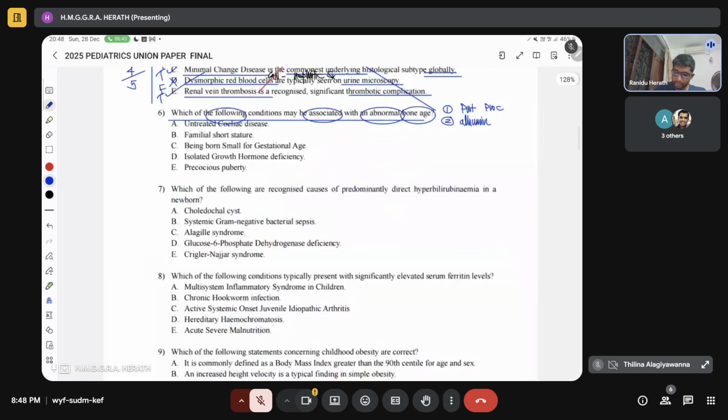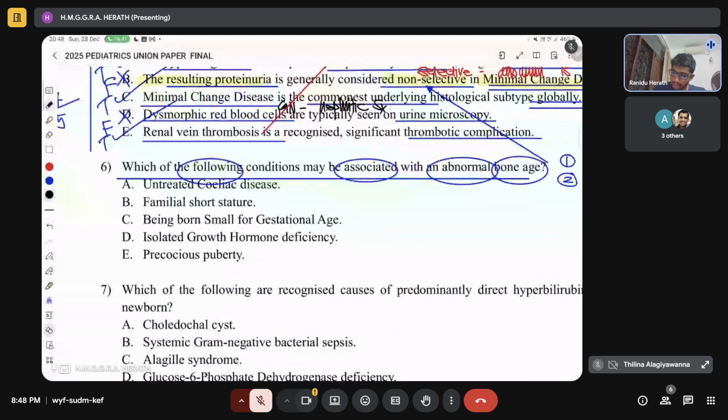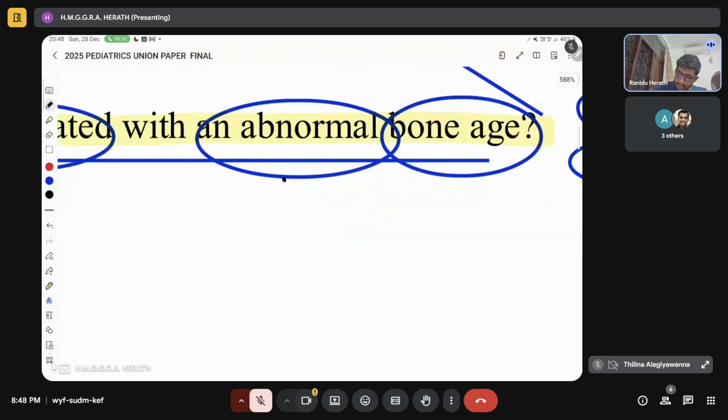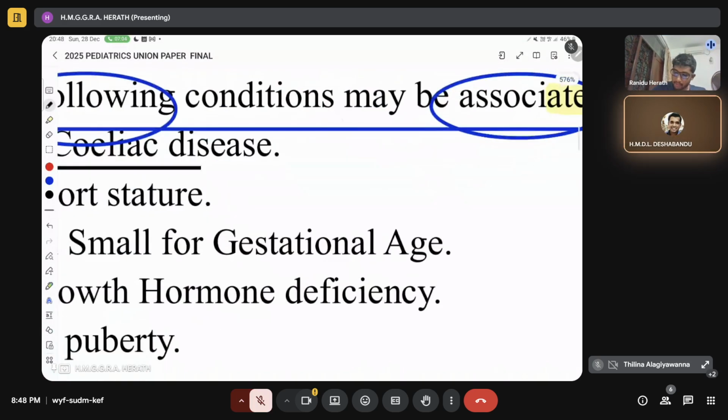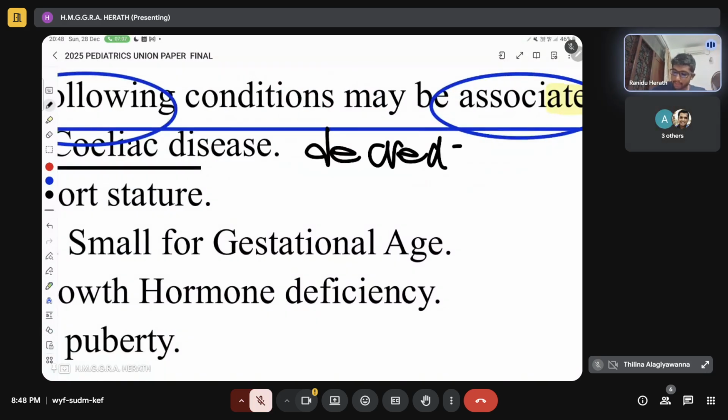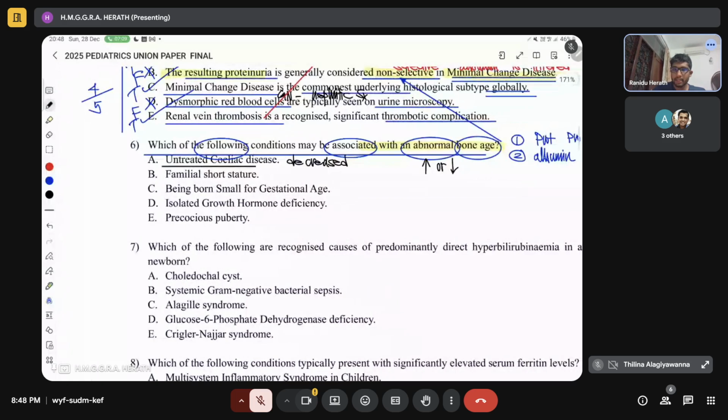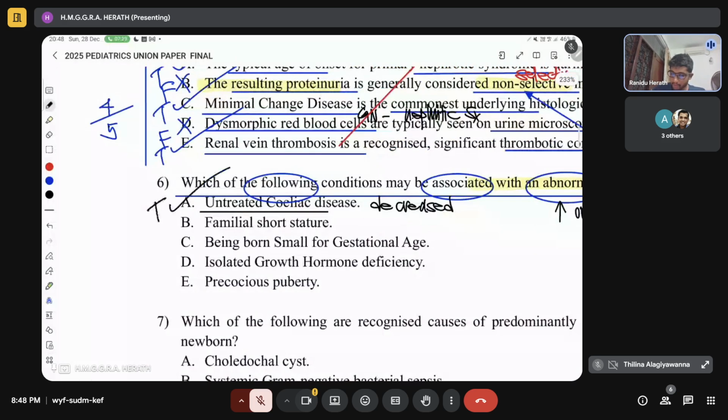We'll see now in the MCQ what of the following conditions may be associated with abnormal bone age. The word abnormal bone age means the bone age can be increased or the bone age can be decreased, right? So untreated celiac disease, bone age increased or decreased? Excellent. Bone age is decreased. Why? Because the body is in a chronic malnourished state and it is conserving energy to grow again when the celiac disease is treated. So untreated celiac disease leads to decreased bone age. Okay. So this is abnormal bone age.